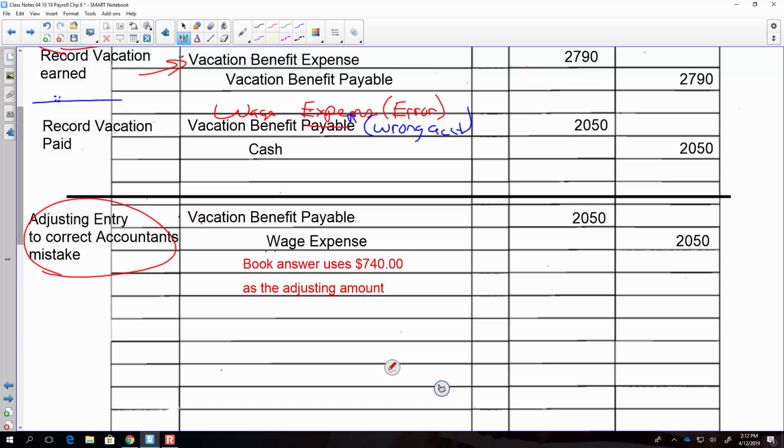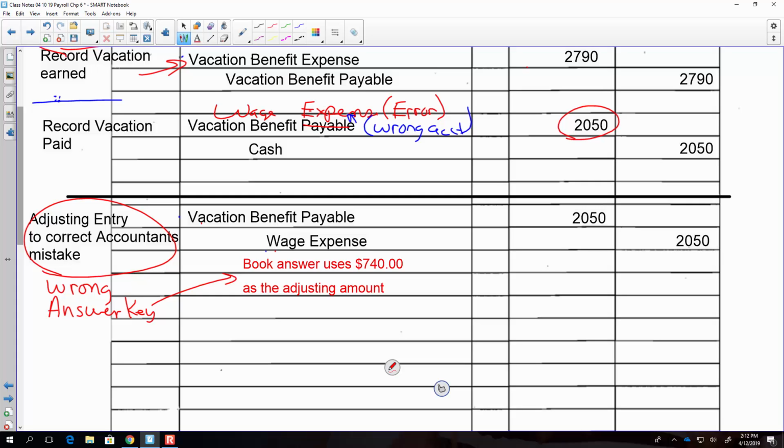And that's where the answer key is wrong for this particular problem. They say the adjustment should be 740. I'm saying the amount should actually be 2,050. Remember, they totally used a wrong account here, for the full $2,050. So why wouldn't we fix it by using that 2,050? That's what makes no sense.